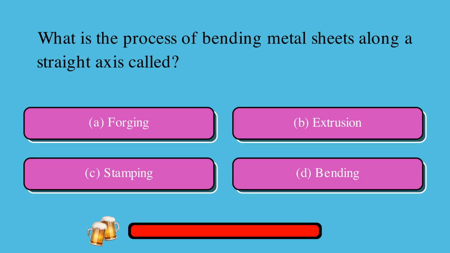What is the process of bending metal sheets along a straight axis called? Is it A, forging, or B, extrusion, or C, stamping, or D, bending? The correct answer is D, bending.